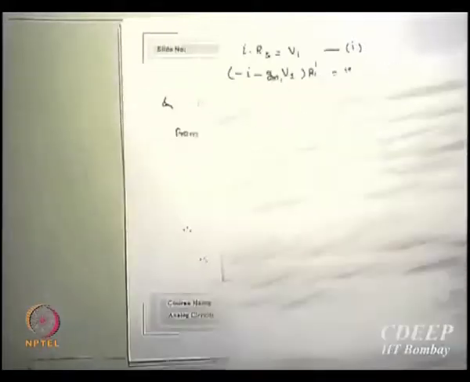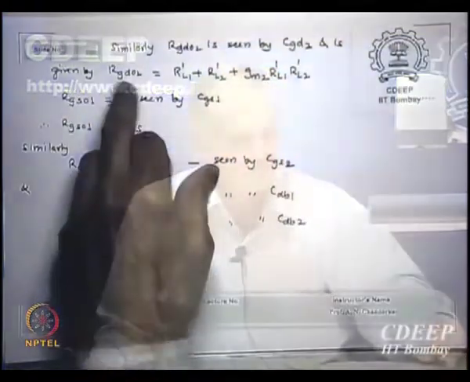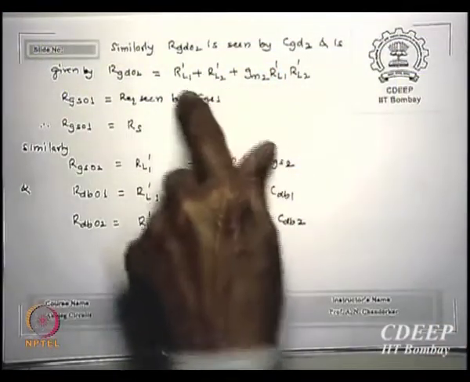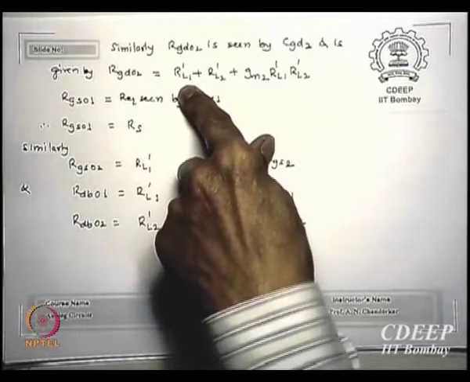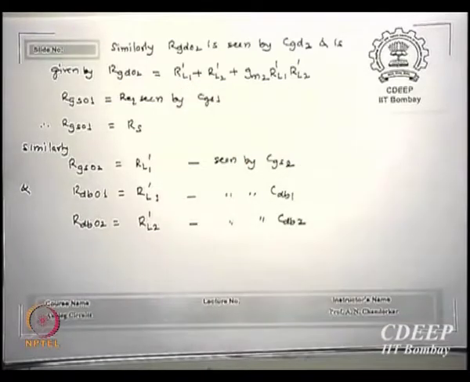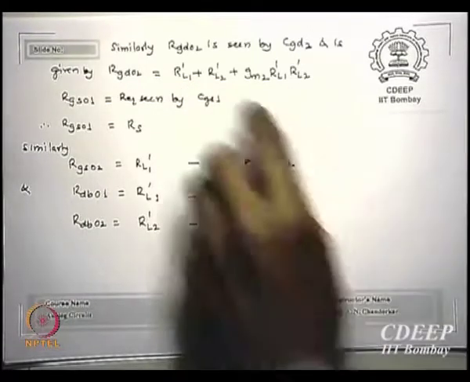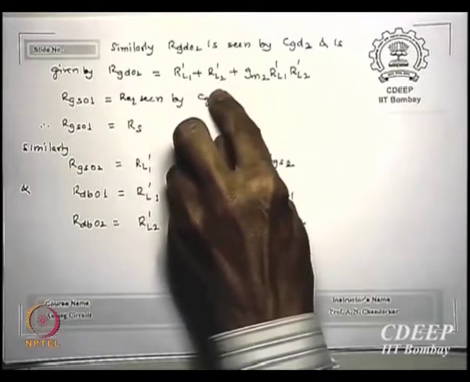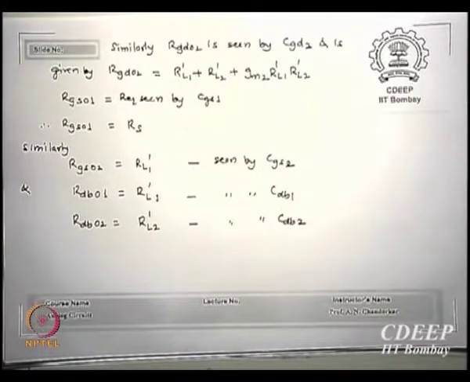Having shown this, similarly if I say RGDO2 is seen by CGD2, then RGDO2 will be RL1 dash plus RL2 dash plus GM2 RL1 dash RL2 dash. Why is this RL1 dash coming here? What is that RL1 dash? Essentially, equivalently the RS for the next stage. So this is the resistance seen by CGD2, that is the second stage feedback capacitance.